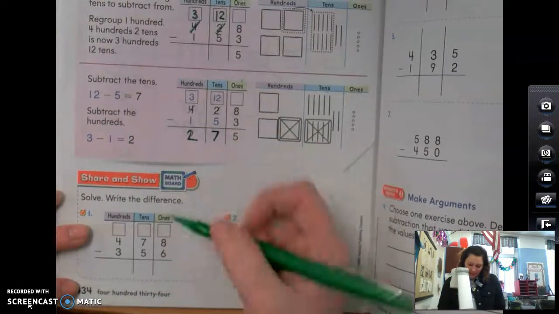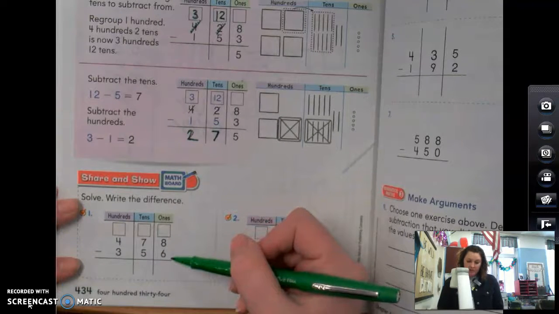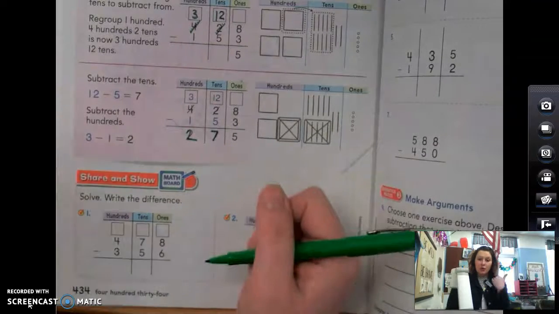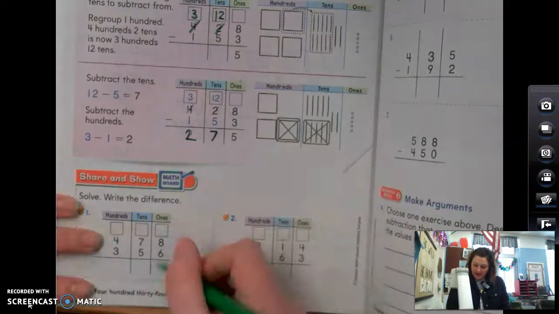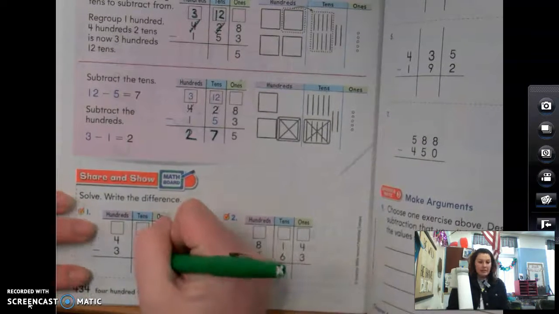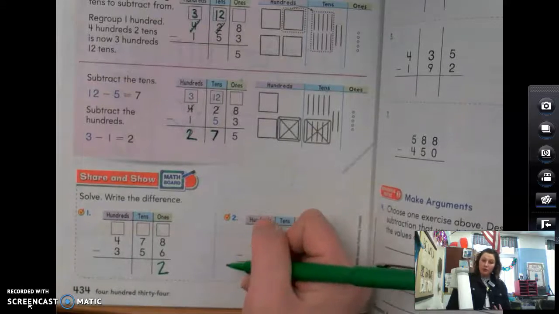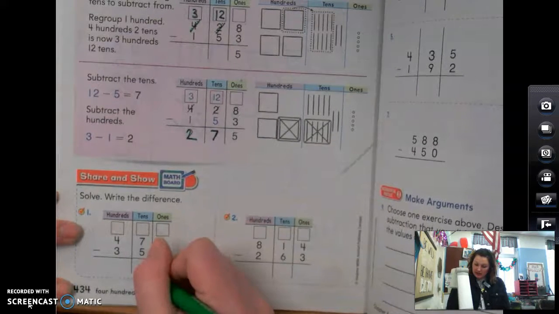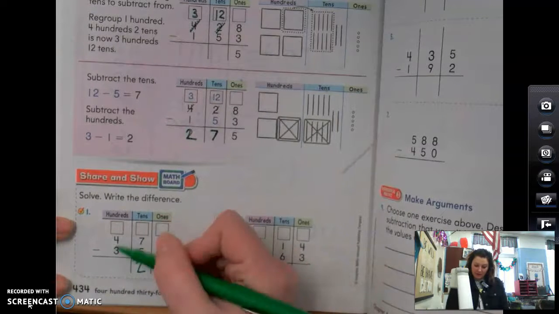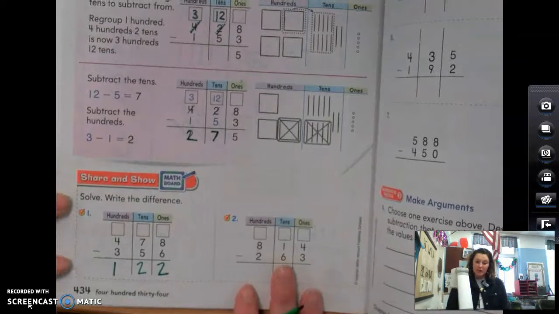So number 1, 478 minus 350. 8 minus 0, start in the ones. Is there more on top or more on the floor? More on top, no need to stop. 8 minus 0 I can do, I don't need to regroup, and that is 8. 7 minus 5, you got to ask yourself again, now that we're doing some regrouping in the tens, is there more on top or more on the floor? More on top again, so no need to stop, I can subtract. 7 minus 5 is 2. And then 4 minus 3 would be 1.